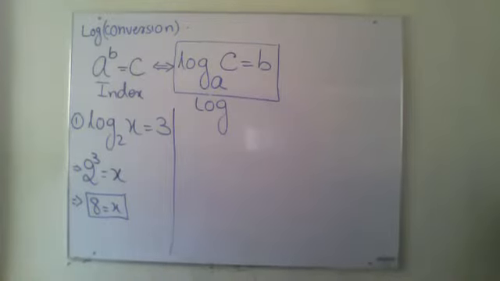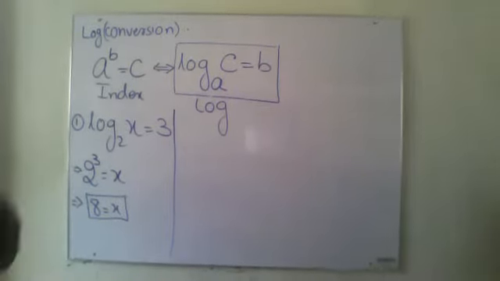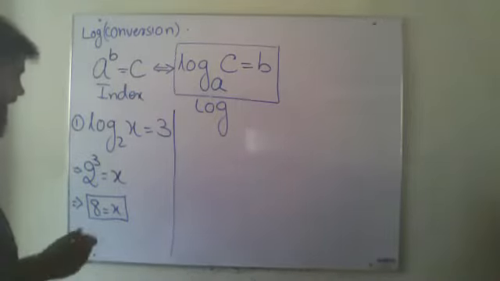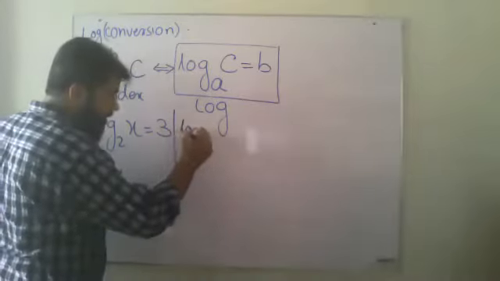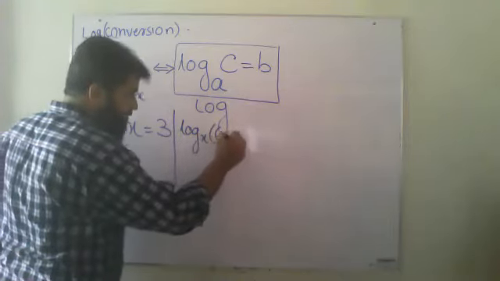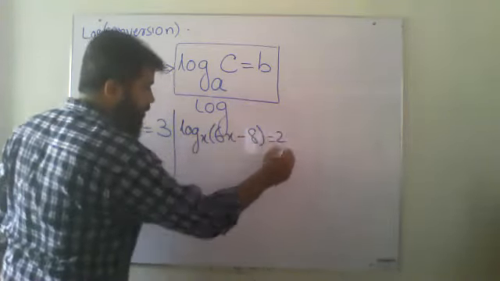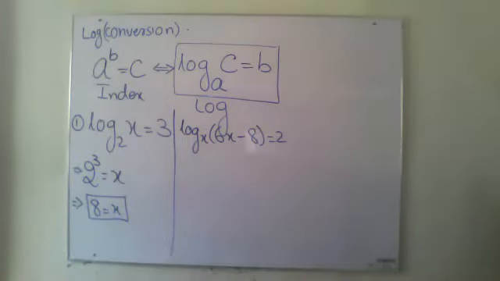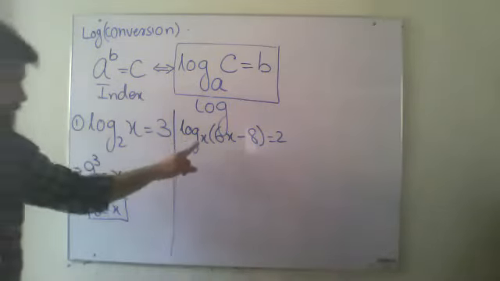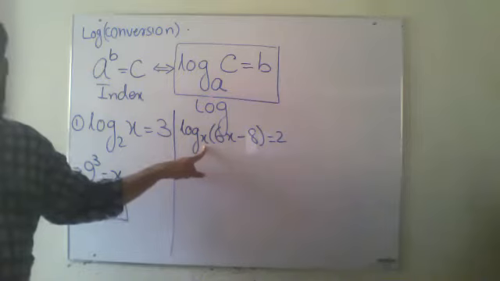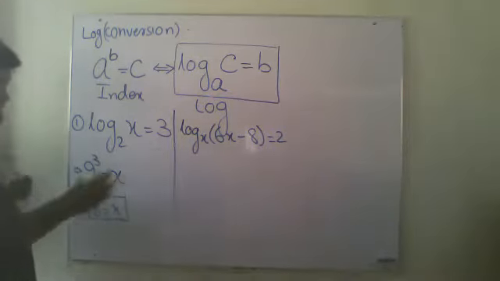But before that, if you have any problem, you can ask. And the second type of question is this. I'm solving a little bit difficult one, and that is log base x of (6x minus 8) equals 2. This is my second type of question. In the first type the unknown was the multiple. Over here you can see the unknown is the base of the log.